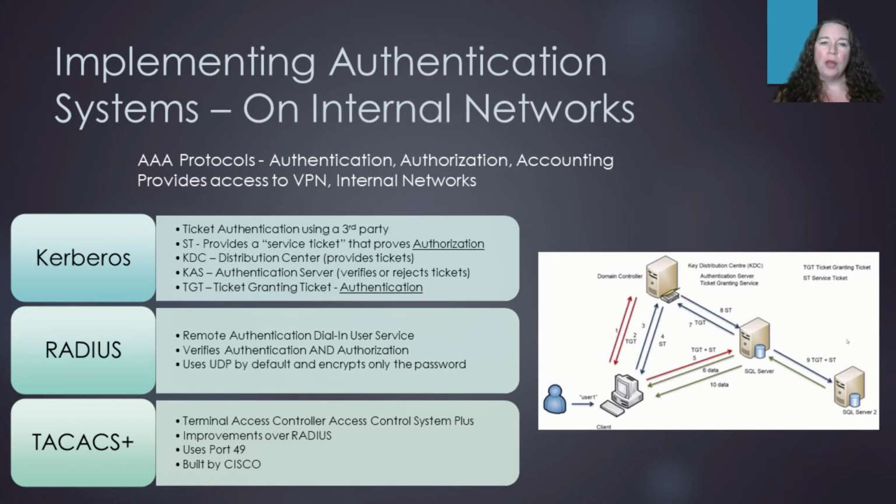but most of the time we're going to be using Kerberos. When we authenticate on an internal network, we want to make sure that we implement the AAA protocols. We want to authorize, we want to authenticate, and we want accounting. We want to have some sort of an audit trail or a log to verify everybody who's logged in. This is used when you access your VPNs or your internal networks.